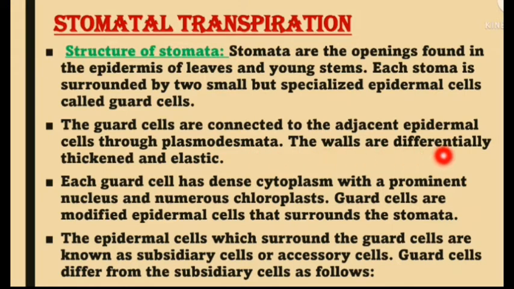The walls are differentially thickened and elastic. Each guard cell has a dense cytoplasm with a prominent nucleus and numerous chloroplasts. Guard cells are modified epidermal cells that surround the stomata. The epidermal cells which surround the guard cells are known as subsidiary cells or accessory cells. Guard cells differ from the subsidiary cells as follows.